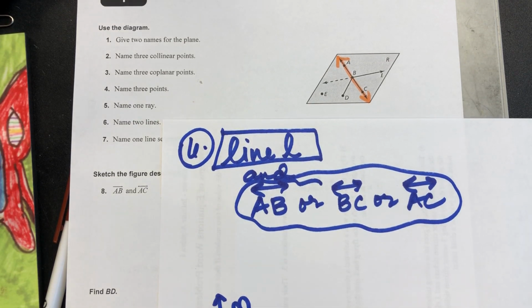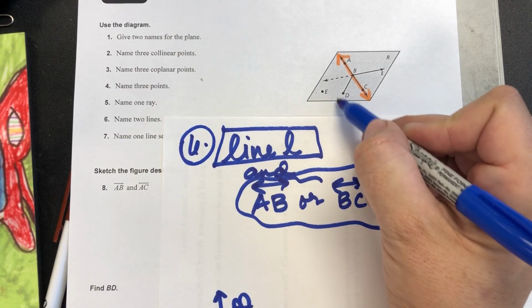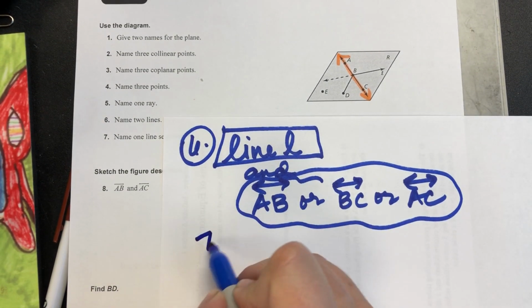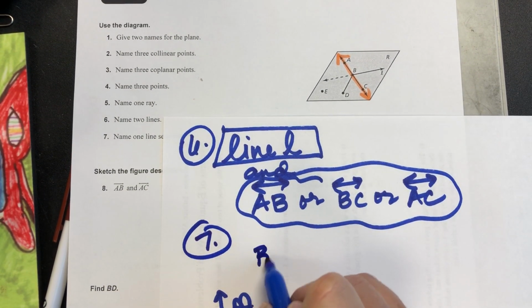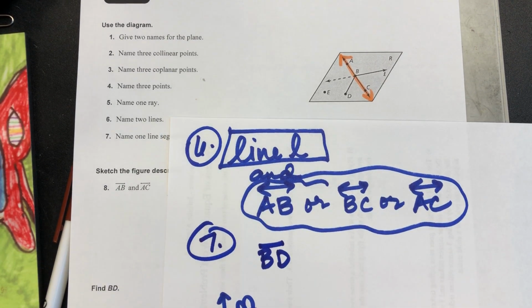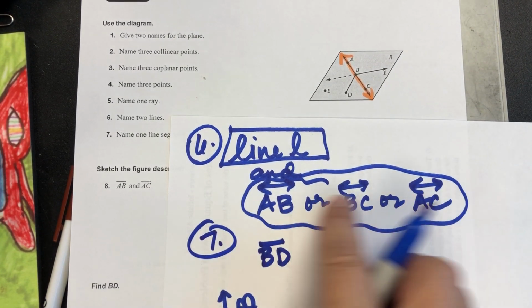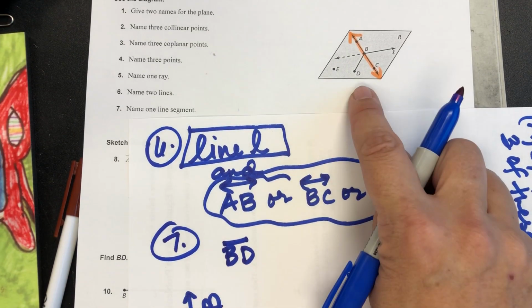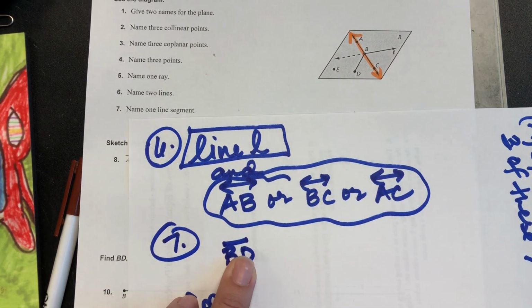Why is DB not on? DB doesn't have any arrowheads going on and on. It's not part of something. Now actually DB would be the answer to number 7. Could be an answer to number 7, because that's a segment. Those are all right. AB, C, one of those 3 and line L should be there. Now for number 7, name one line segment. You just pointed one out for me.